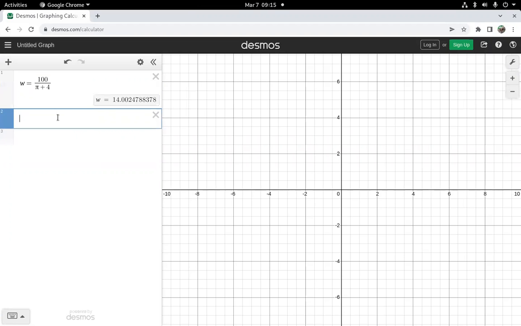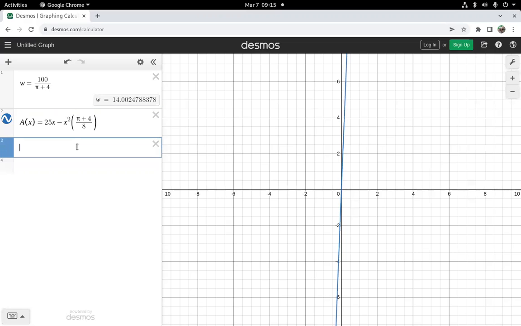And I'm going to enter this as a function, so I'm going to call it A of X. And it is 25X minus X squared times pi plus, oops, I need my division before the plus. Double check I typed that correctly. And I don't care about the graph yet, but we'll look at that in a minute. And we think if we plug in that value of W, we'll get the maximum area.